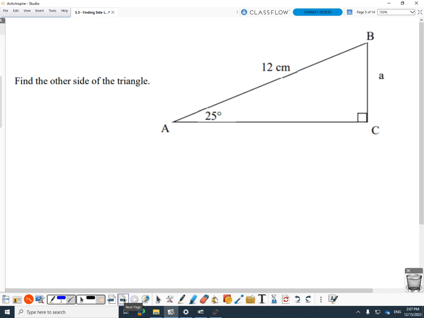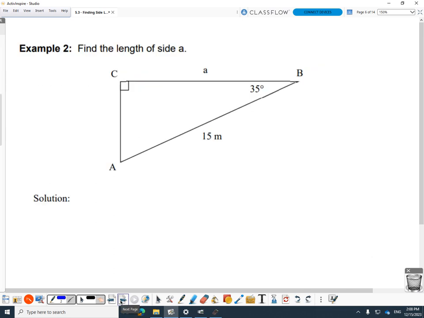Is this messed up? That's not what yours says, is it? Yours says, find A. Does it say that? 25 and 12? Oh, that's not the right example. That's why. Oh, here we go. Is this the one? Yeah. All right. All right, all right, all right.